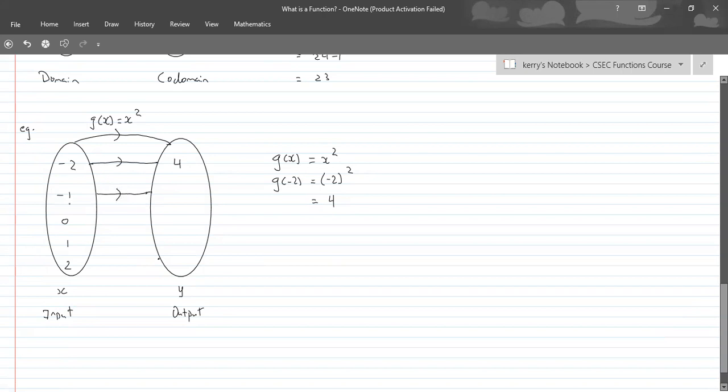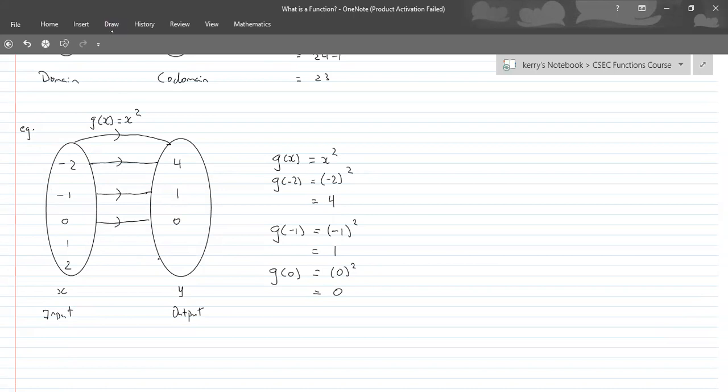We want to get the output when the input is -1 now. So g of -1, because x now becomes -1, it is (-1) squared. Anything squared is that something by itself. (-1) squared is -1 by -1, which gives us +1. Let's go with 0. G of 0 is, you just take wherever it has x, you replace it with 0. So it'll be 0 squared, and that will just give us 0.